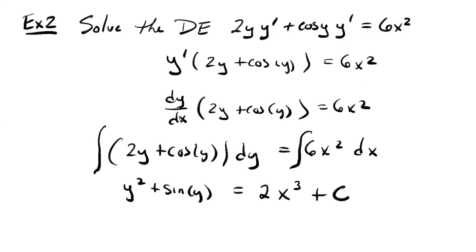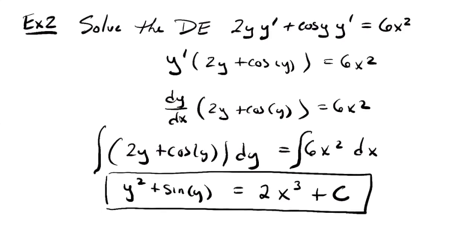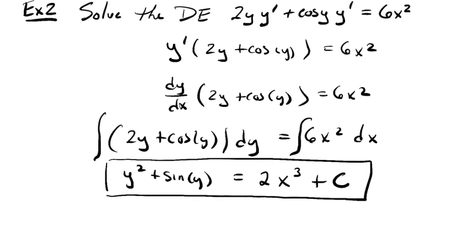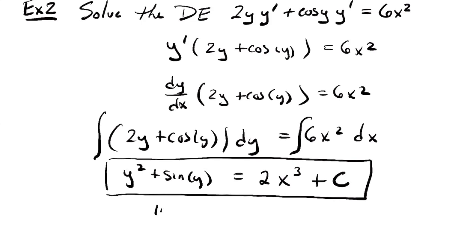And I can't solve that thing for y. Y is algebraically not isolatable, you can't isolate it on the left-hand side. So I'm just going to leave it like this. It's an implicit solution.